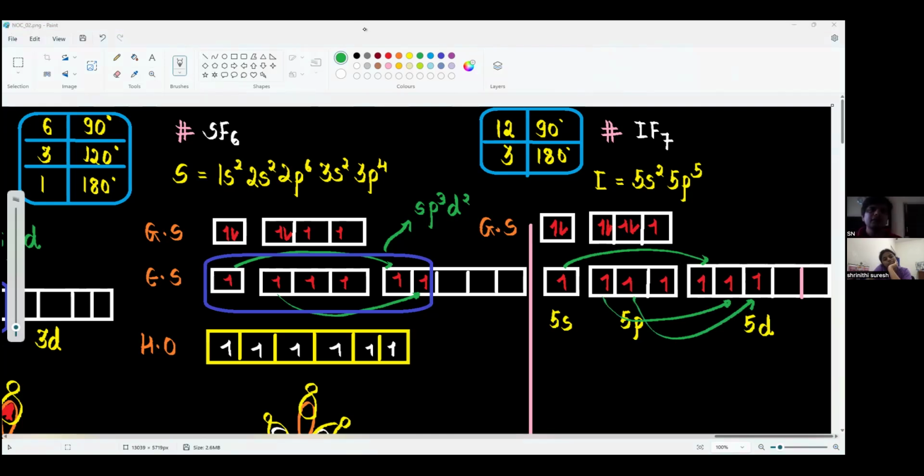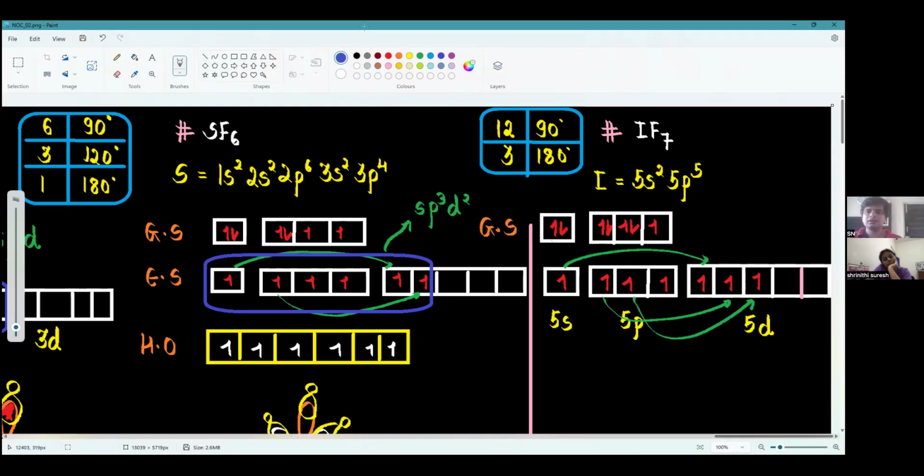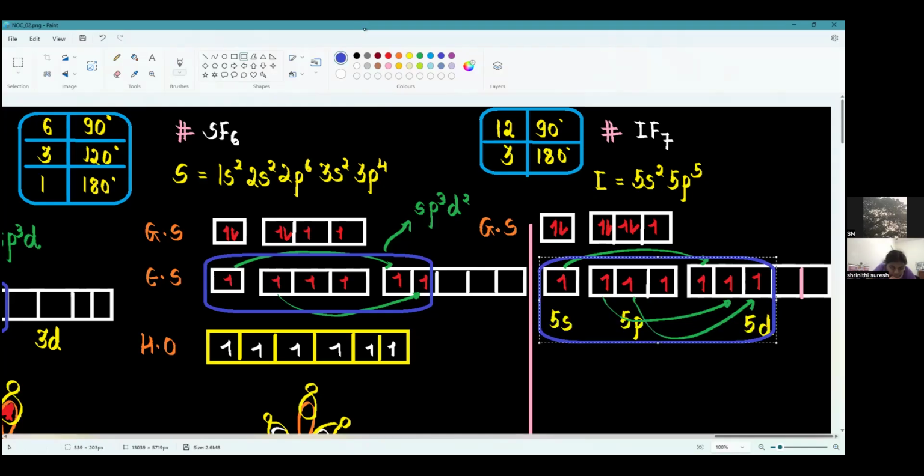So what hybridization will it look like? See, you have sp3 and 3 d orbitals. This is the hybridization, sp3d3. Very important but very easy hybridization. sp3d3. Got it?